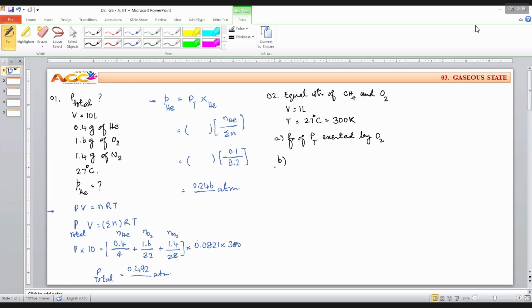B, total pressure if weight of gas is 32. No problem, that is not necessary. Duplication of problem. You people are genius. One problem is sufficient for that. Come on, what is it asking? Fraction of total pressure means partial pressure.